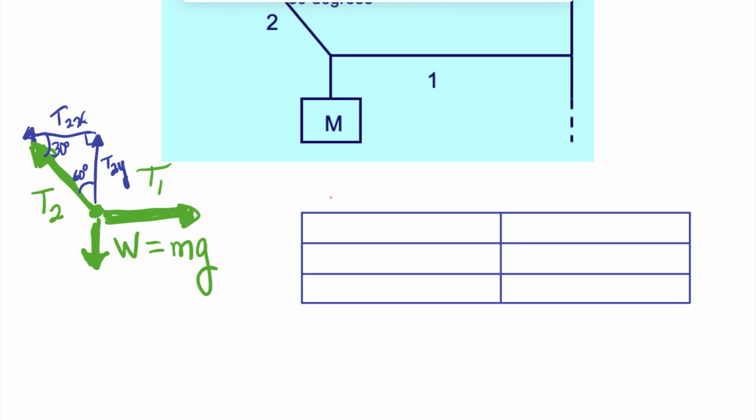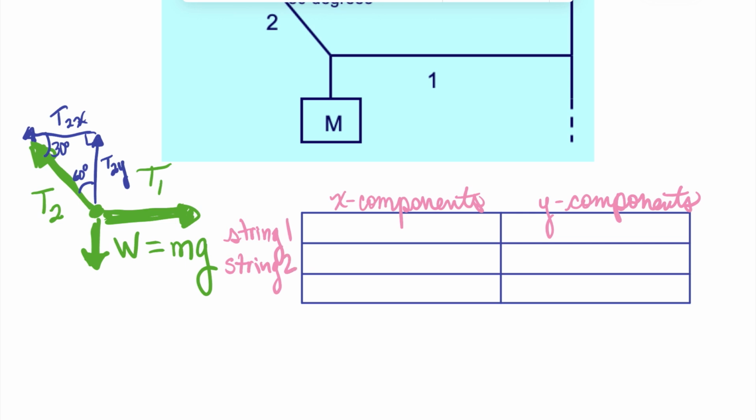Making a table where you put all of the forces and their x and y components is a really great way to make sure that you don't forget anything that needs to be included in your calculations. All right, so my columns will have the x component and the y component, and my rows will have string 1, string 2, and the weight due to that hanging mass.